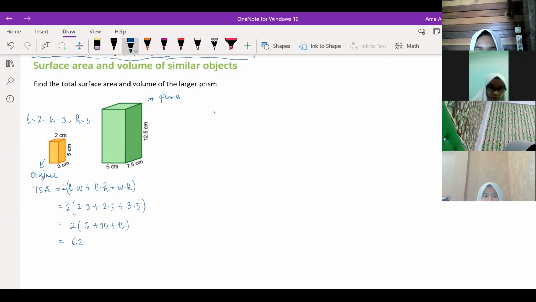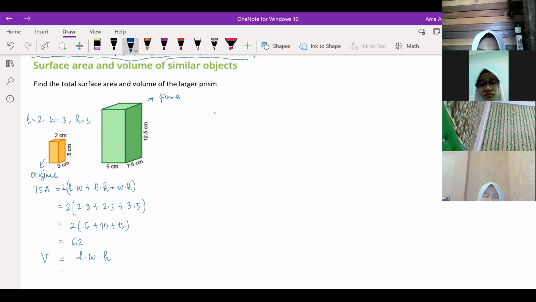Now, let's find the volumes. Kalista, again, can you please help me with the formula of the volume of the prism? Length times width times height. Okay, so 3 times 2 times 5 equals 30. 30 cubic centimeters. Don't forget this is square centimeters.